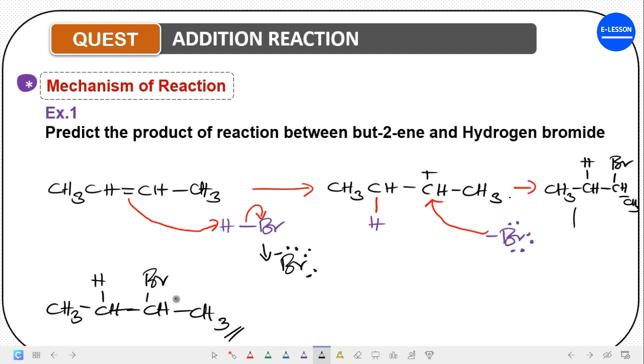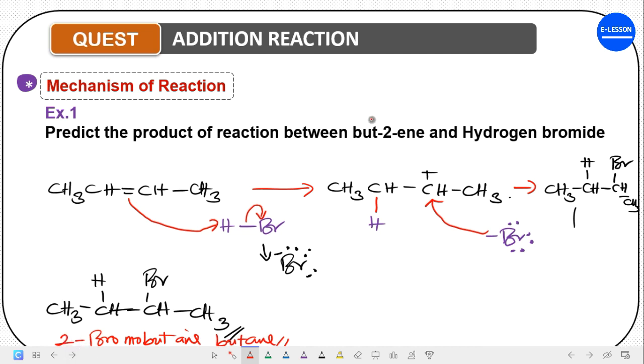What is the name of this product? We say this is 2-bromo what? 2-bromobutane. Okay? So it forms 2-bromobutane. So that is the product of that reaction. 2-bromobutane. Okay? That is the product of that reaction.